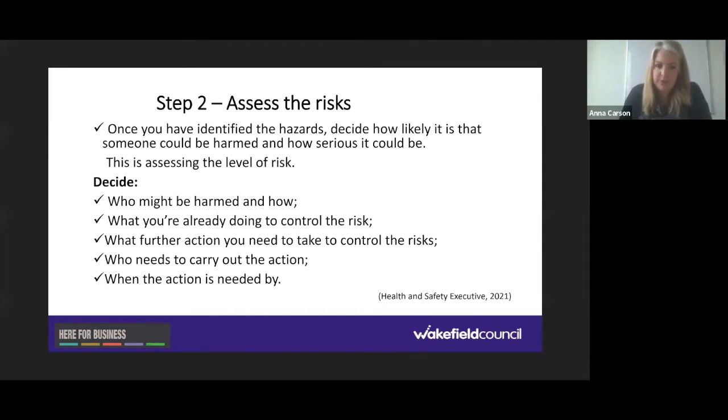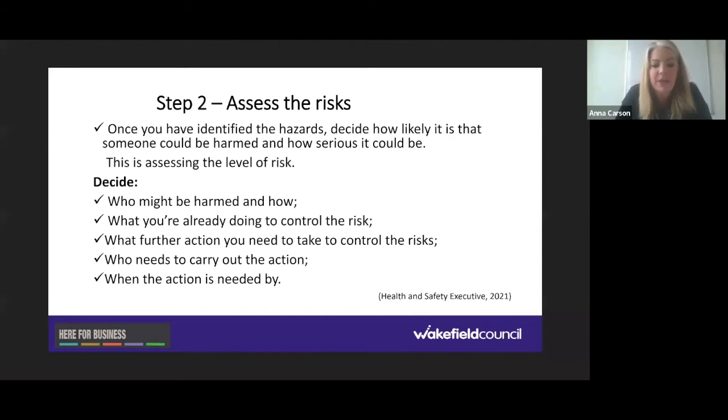Now, sometimes in a larger business, you might see a scoring matrix used, which determines if the level of risk is high, medium, or low. But I'm not going to go into this today. But it could be something that you see in guidance, and if you needed any support on it, you could contact us. Then you need to look at what you're already doing to control the risk.